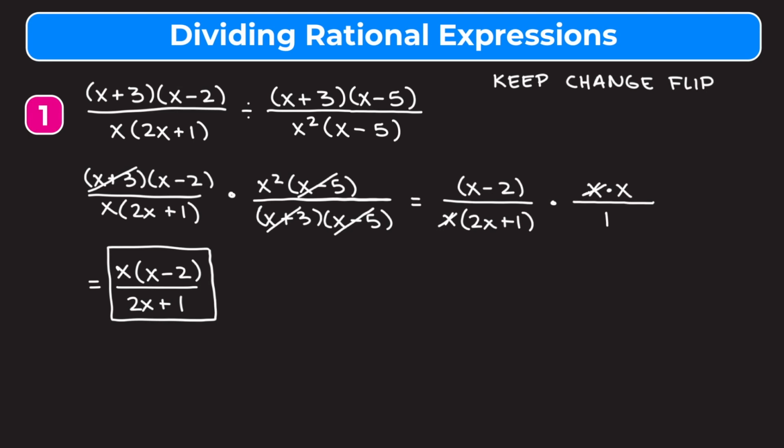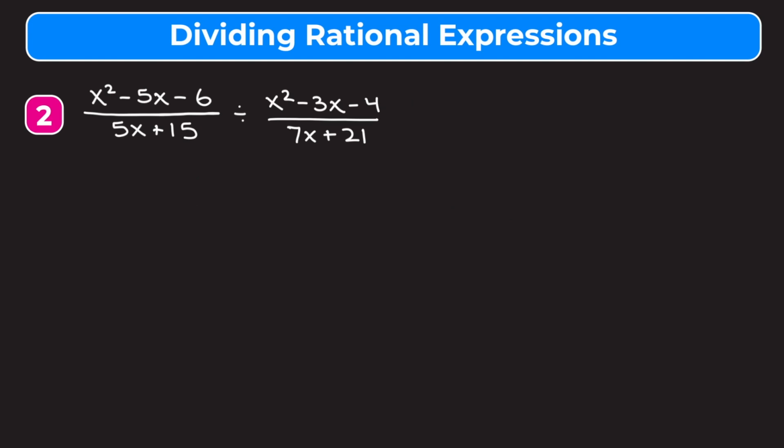Let's go over some examples where our initial fractions are not factored. So in example 2, we have these two fractions being divided, but they are not factored. So what I'm going to do first is keep, change, flip, and then I'm going to factor both fractions. So I'm going to keep the first fraction as it is. So I'm just going to copy it down over here. I'm going to change my division sign to a multiplication sign, and I'm going to flip the second fraction upside down.